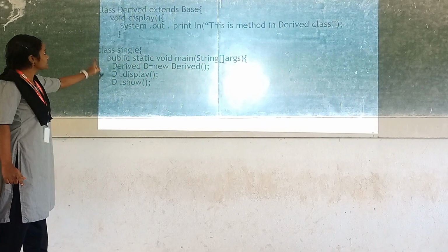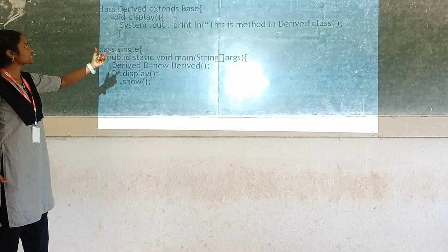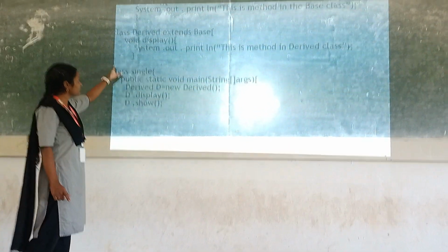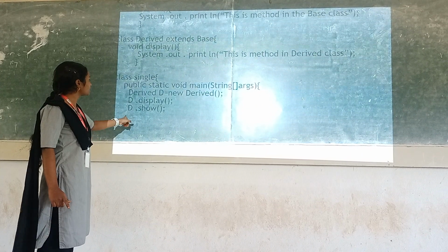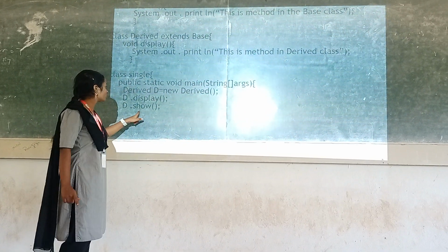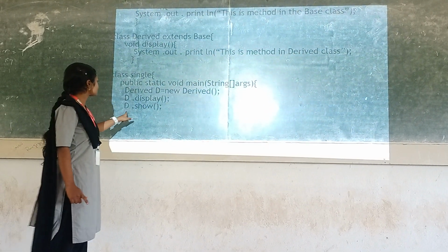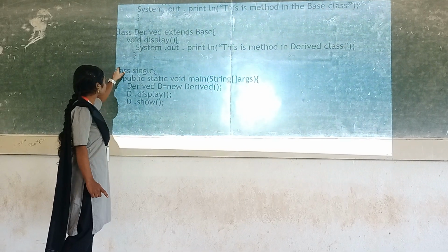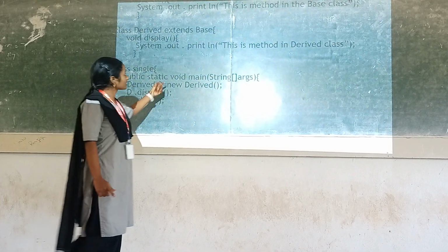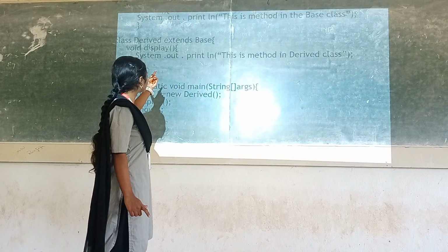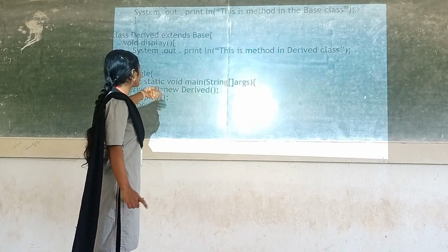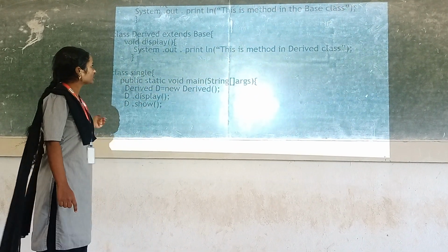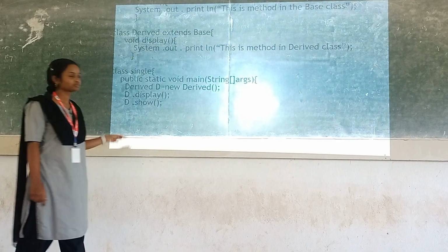Since this derived class is an extension of the base class, the object of the derived class can also access the method of the parent class, which is show. So when we call that method using the same child object, we get the statement inside the parent method too: this is method in base class.